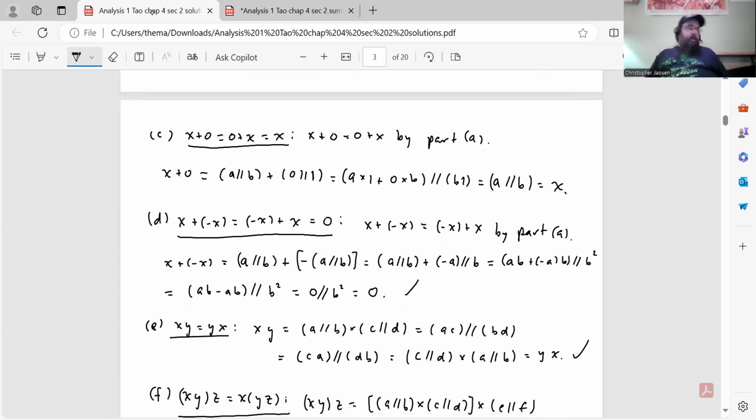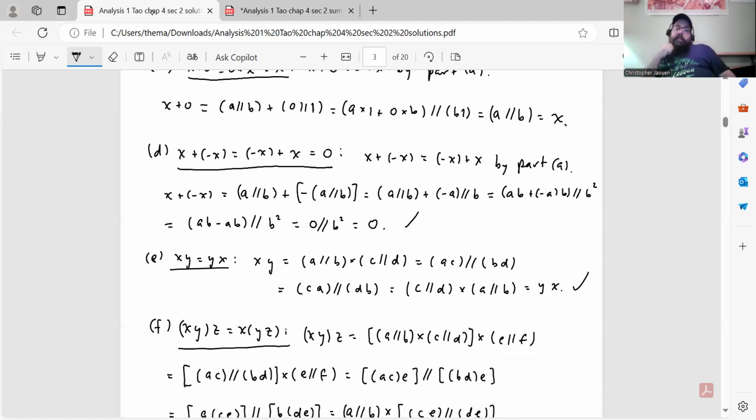Same idea for additive identity. We don't have to worry about showing x plus 0 equals 0 plus x because we already showed that addition commutes. So we just have to show that x plus 0 equals x, for example, and that follows by the definition. 0, if you remember in section 4.2 when in the video, we defined 0 to be the equivalence class 0 double slash 1.